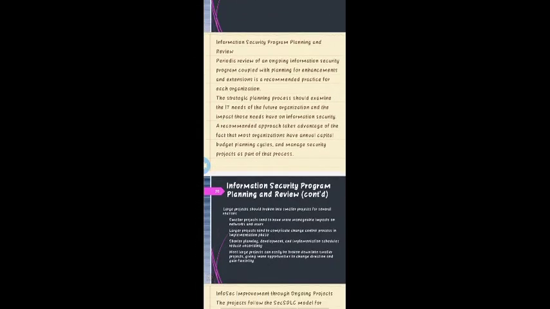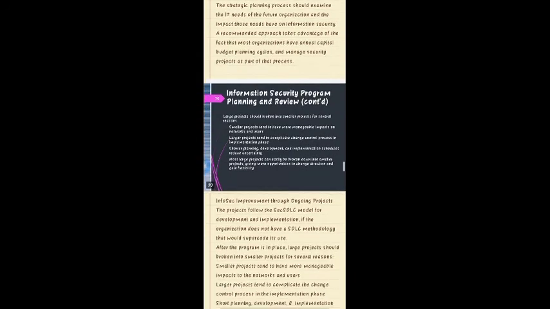Information security program planning and review, continued. Large projects are broken into smaller projects for several reasons. Smaller projects are more manageable in their impact on networks and users. Larger projects complicate the change control process and implementation phase. Shorter planning, development, and implementation schedules reduce risk. Most large projects can easily be broken down into smaller projects, giving more opportunities to change direction and gain flexibility.